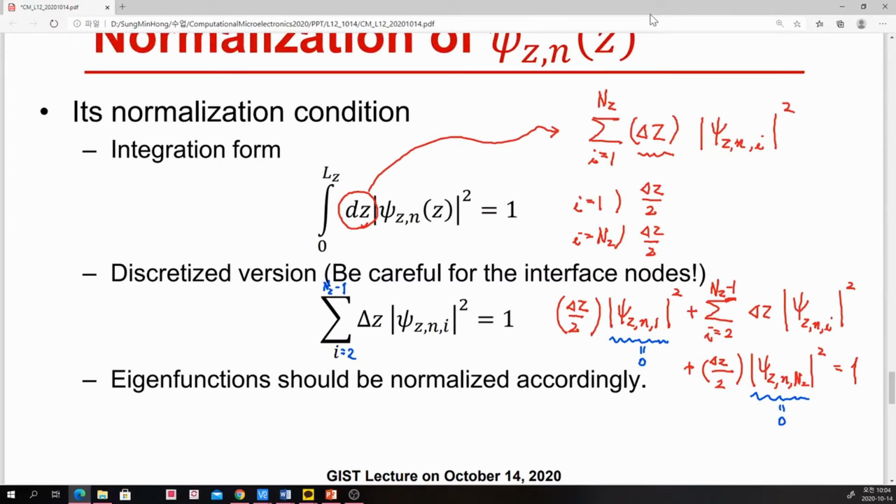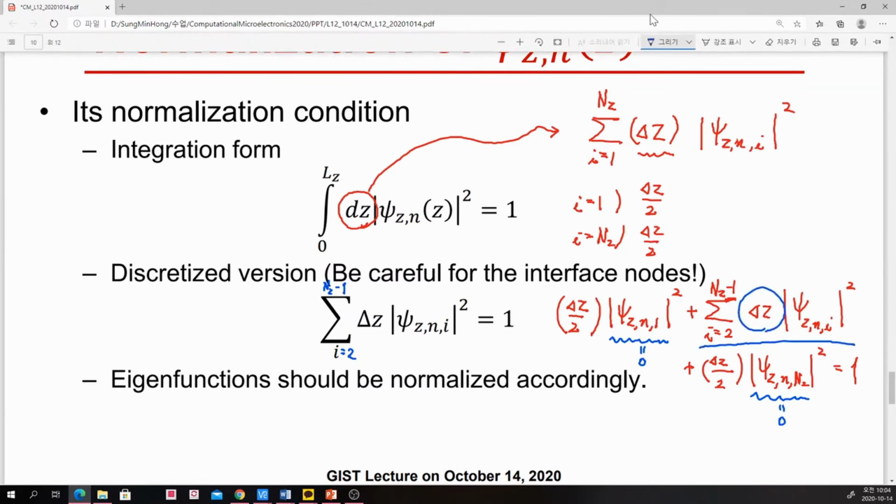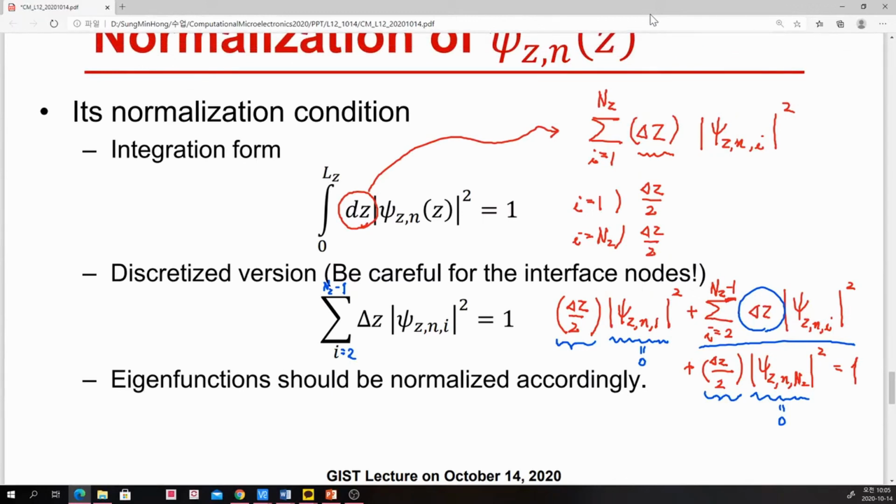But anyway, in general, when you perform any kind of integration, please keep in mind that for bulk nodes, you have delta z as a control volume of each discretized point, but your interface nodes, which are corresponding to the boundaries, have just half the length scale of the bulk nodes. Okay.